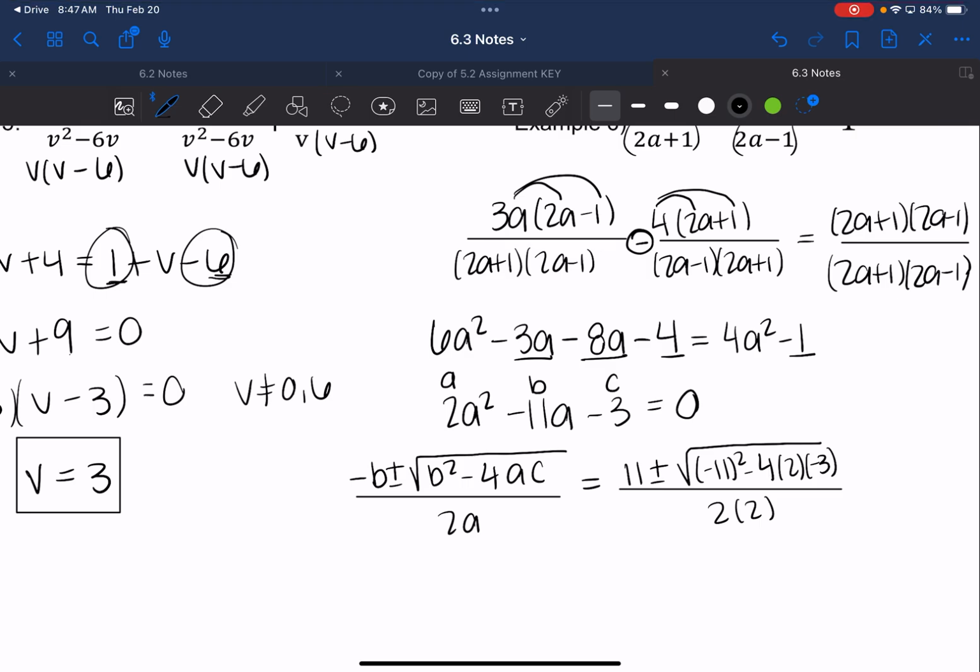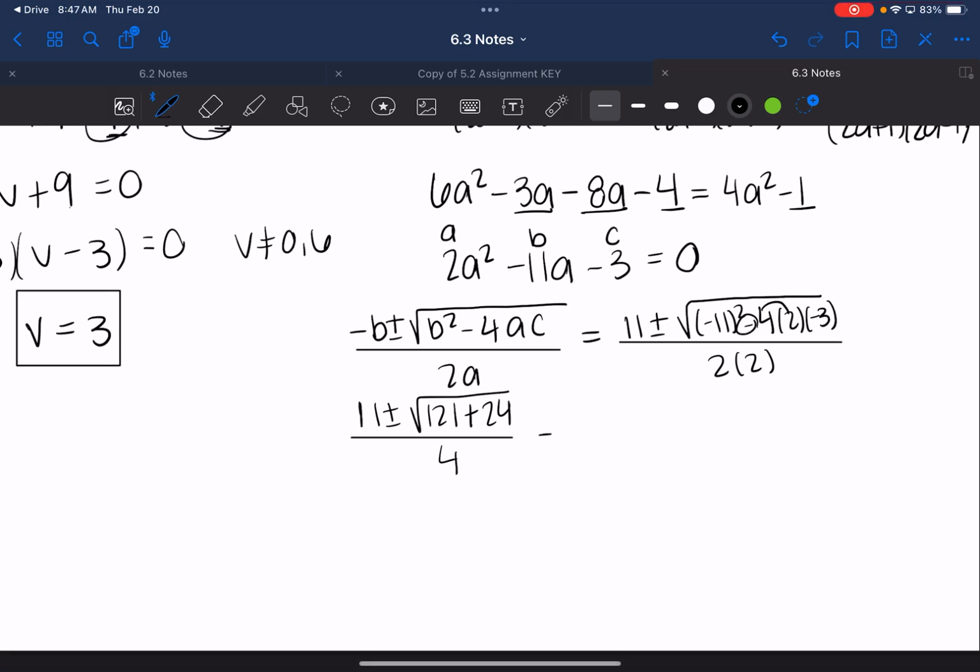All right, so negative 11 squared is going to give us 121. So I got 121 minus 4 times 2 would be 8, and 8 times negative 3. Right, and there was already a negative here, right? So two negatives are going to make it a positive 24. All over 2 times 2, which is just 4, right? Okay, and 121 plus 24 is 145.